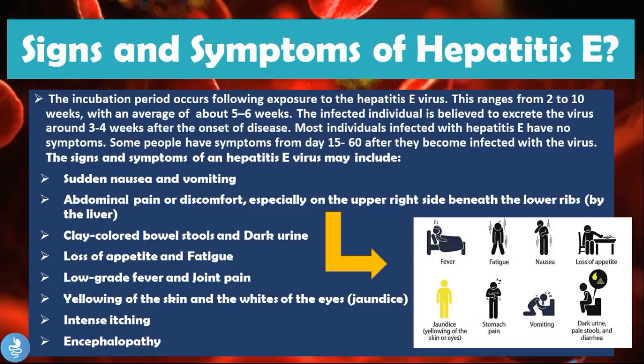They may experience loss of appetite and fatigue, a low-grade fever and joint pain, a yellowing of their skin and the whites of their eyes, and this is a process called jaundice. They may also experience intense itching or encephalopathy.